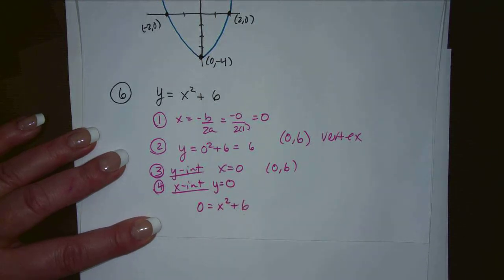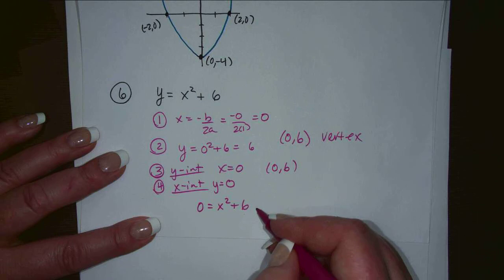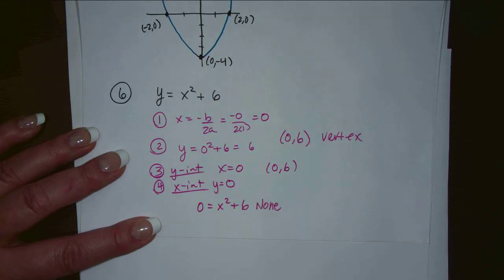Don't ever forget, that doesn't factor, right? That has no solution. There's nothing that we can square and add to 6 to get a 0. Squared's always positive. So that is none. So how can it have no x-intercepts?